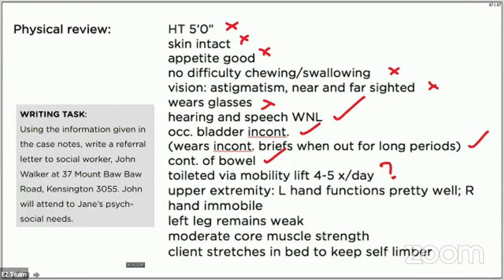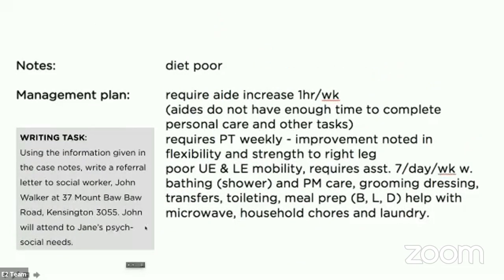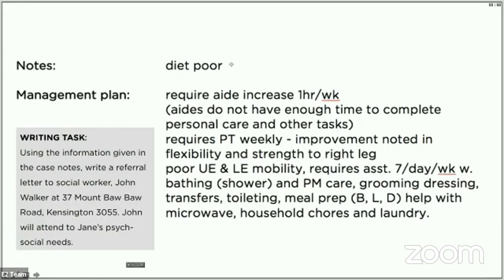Here, the physical aspects, what I would do here is I would summarize this into a single short sentence. I wouldn't be so specific. Maybe he wants to know that she has physical ailments, but doesn't need to know the specifics of it, okay? Diet, poor. All of a sudden, a psychosocial worker should know about a poor diet because that will affect her mind.